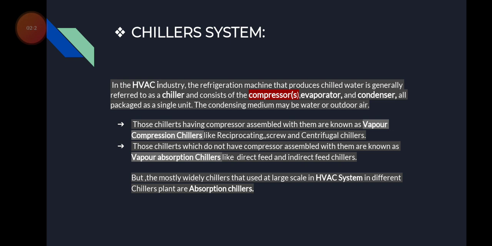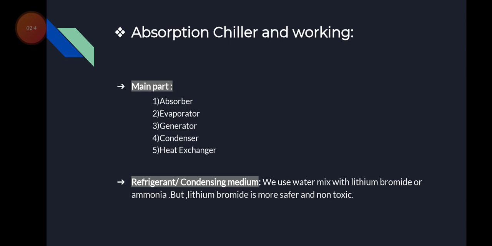But the chillers that are most widely used at a large scale in the HVAC industries, and also in large areas like hospitals, shopping malls, for example the Centaurus, and also in swimming pools, are absorption chillers. So that's why we have to look at the absorption chiller, because it is the most widely used all over in the HVAC system.